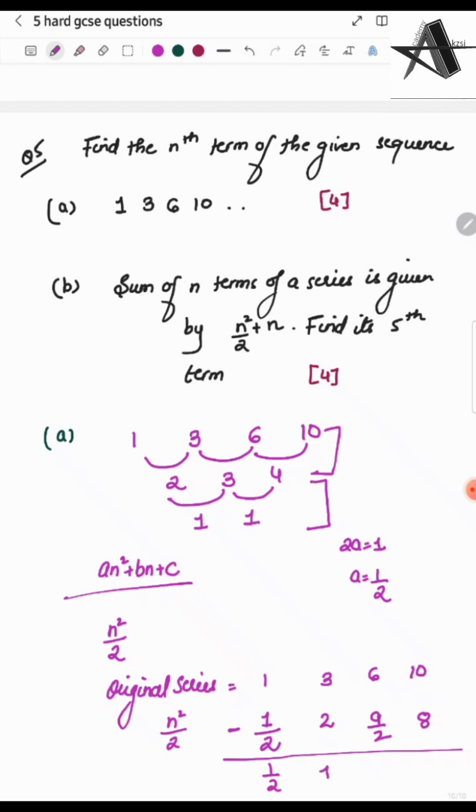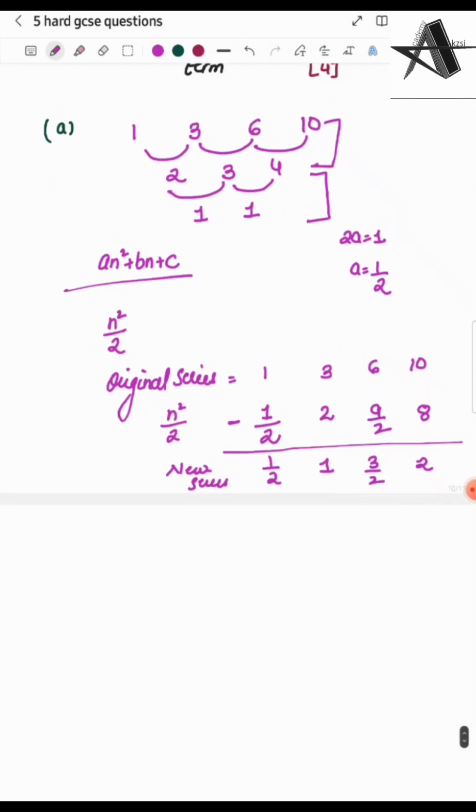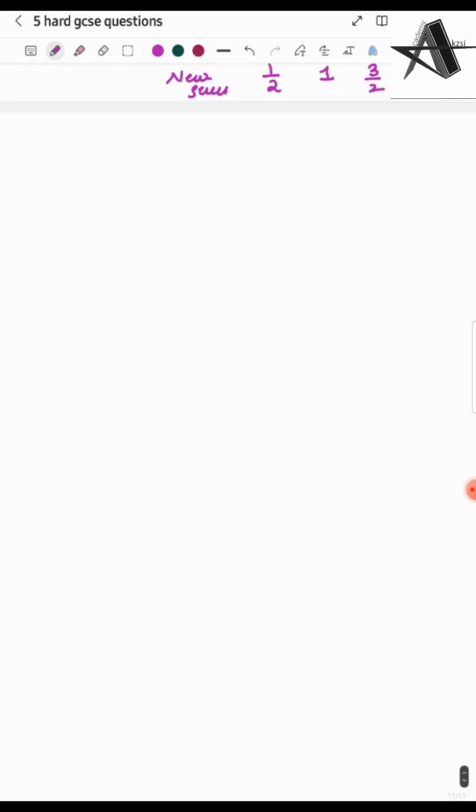3 minus 2 is 1. 6 minus 9 by 2 is 3 by 2. 10 minus 8 is 2. This is my new series. After the subtraction of the original series and the n squared by 2 series, I'll get my new series. I have to focus now. Treat this new series as an individual series that you have seen for the first time. So now I'll write this series: half, 1, 3 by 2, 2.